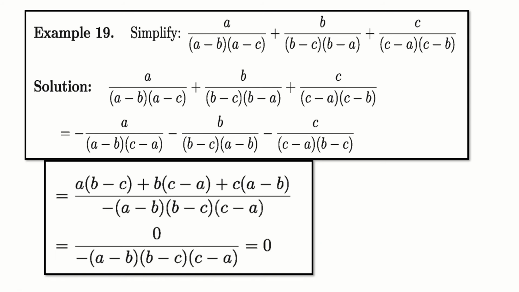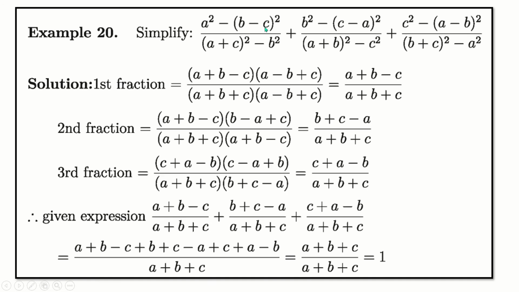Okay, and your target is to convert the denominator into the form of a cyclic expression. Cyclic expression means a minus b, then b minus c, then c minus a, or (x minus y) into (y minus z) into (z minus x). That means instead of first will be second, second will be third, and third will be first, and the expression will be the same.